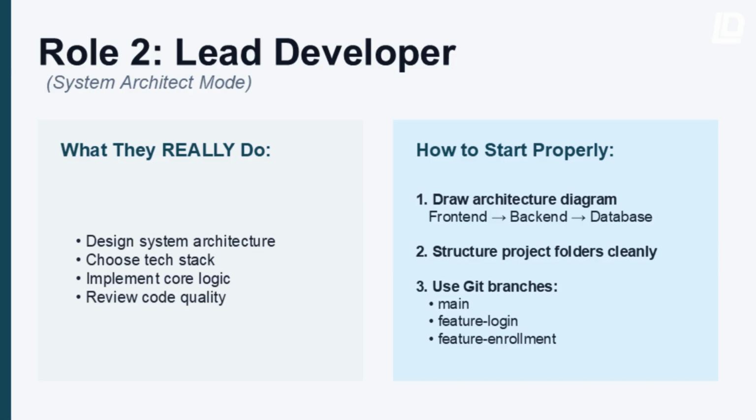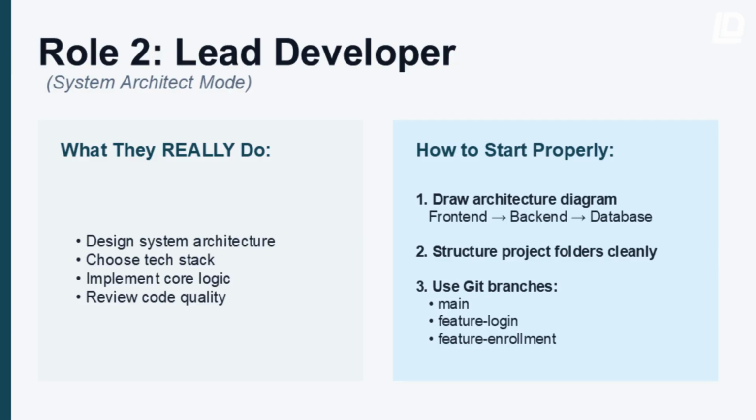Role number 2, lead developer, which in industry is called a system architect or back-end developer. What does this role really do? First, they design the system architecture. They draw out how the front end connects to the back end, and how the back end connects to the database. Second, they choose the tech stack. What framework? What database? What libraries? Third, they implement the core logic. The complex business rules, the data processing, the API endpoints. Fourth, they review code quality. They make sure the codebase is clean, maintainable, and follows best practices.